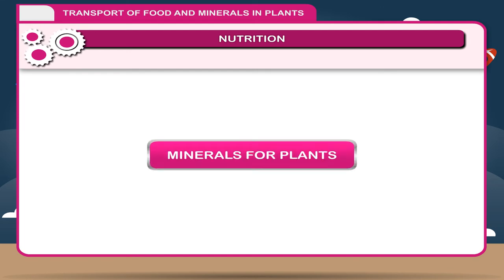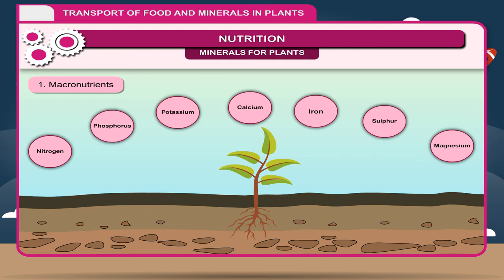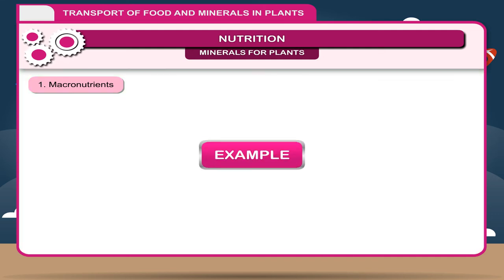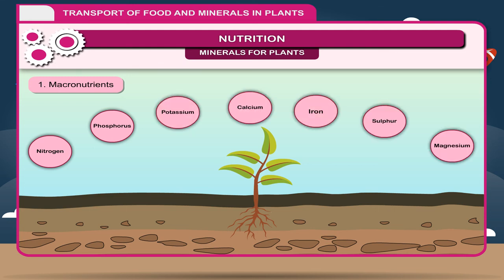Minerals for plants. The plants need certain minerals for their growth. On the basis of required quantities, they are classified into 1. Macronutrients. These are the elements that are required in large quantities. Example, nitrogen, phosphorus, potassium, calcium, iron, sulfur and magnesium.